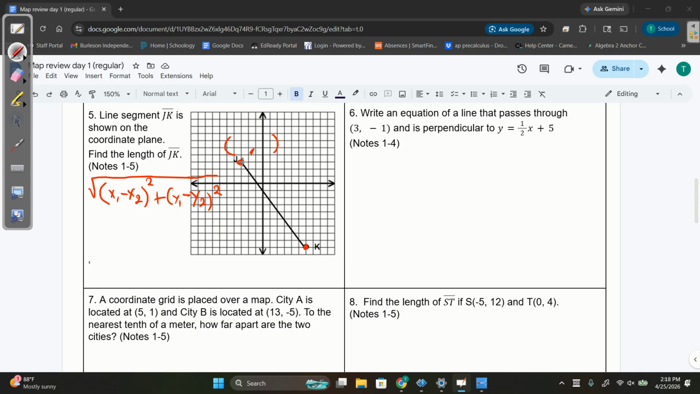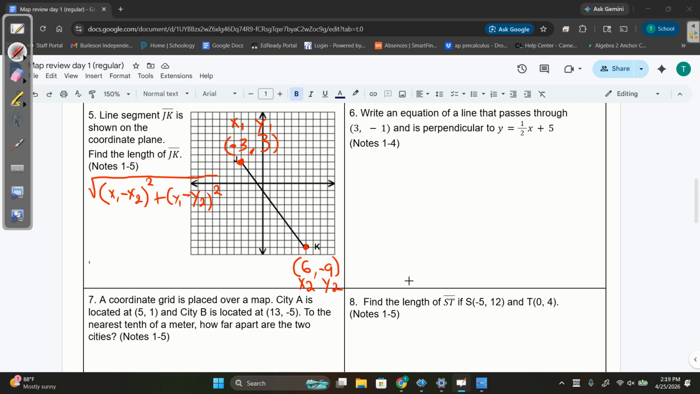The x value of this point is negative 1, 2, 3. And the y value is 1, 2, 3. This is my x1 and y1. Down here, the coordinate point is 1, 2, 3, 4, 5, 6. That's my x value. 1, 2, 3, 4, 5, 6, 7, 8, 9. We went down, so that's going to be negative 9 for my y value. This is my x2, y2.